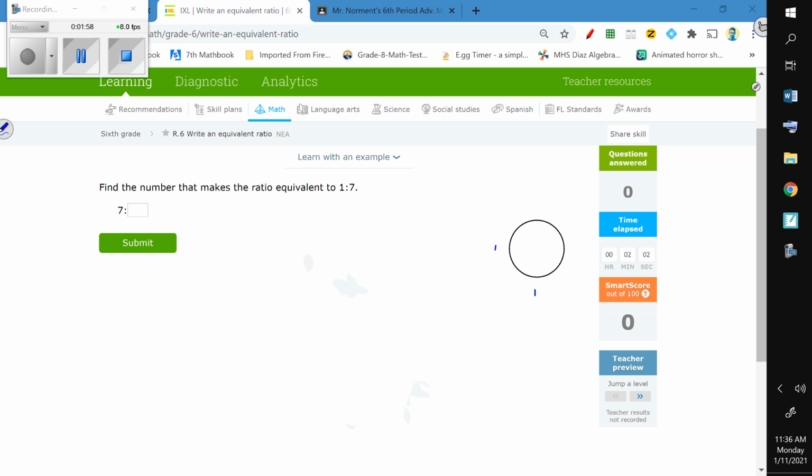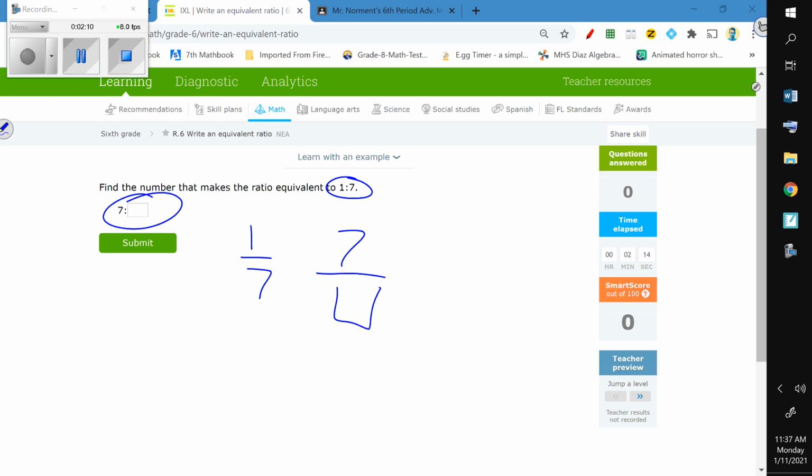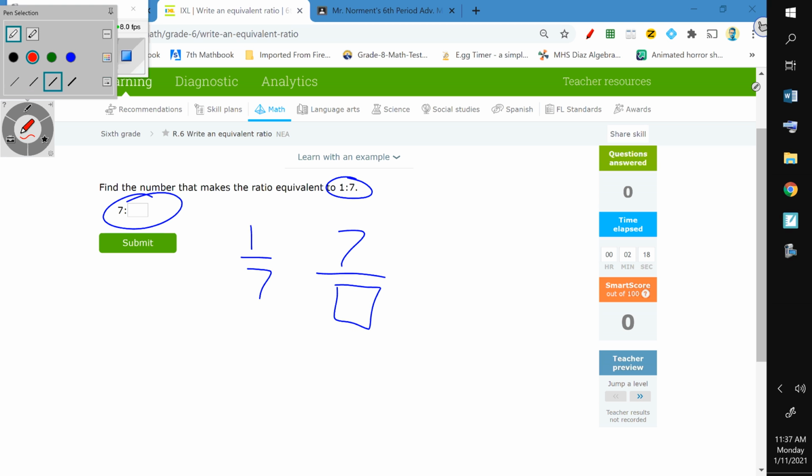You're either going to be multiplying or dividing. How do you know which one you do? Well, I'll show you in a little bit. But for now, take this, write it as a fraction. Take this, write it as a fraction. Now, we're going to compare. You're going to be going from here to here. How do you get from 1 to 7? Well, by multiplying. This ratio is going to be 7 times larger than the original.